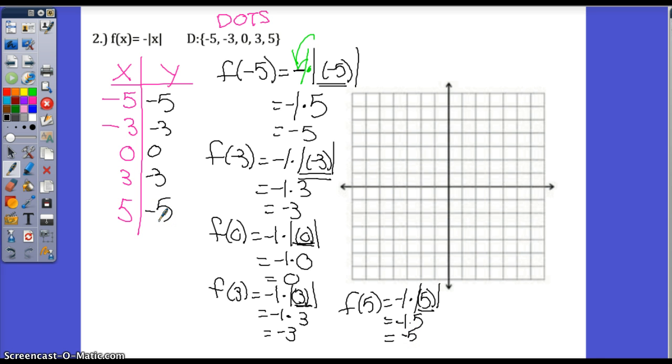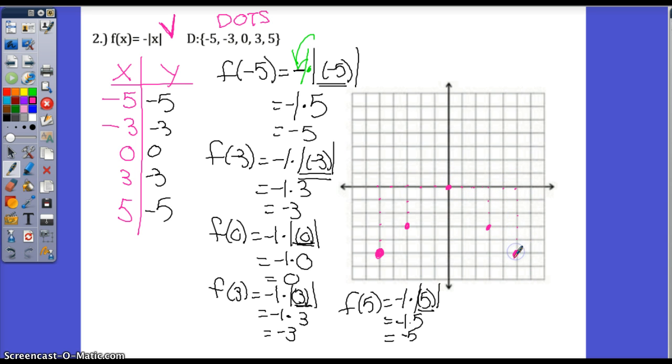It's an absolute value. Do you guys remember what this should look like? It should look like a V. Let's see if it does. We have negative 5. Since we're just going by ones, we don't need to put the label on there. So negative 1, 2, 3, 4, 5, down 1, 2, 3, 4, 5. Good. To the left 1, 2, 3, down 1, 2, 3. 0, 0. To the right 1, 2, 3, down 1, 2, 3. To the right 1, 2, 3, 4, 5, down 1, 2, 3, 4, 5.